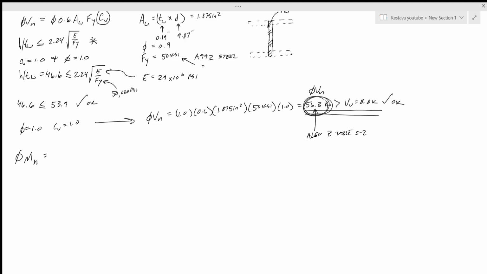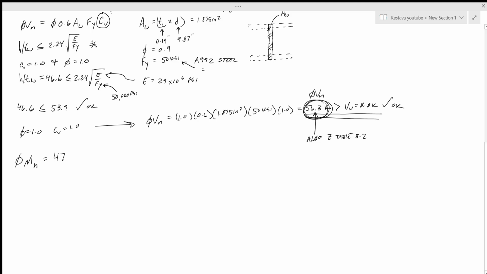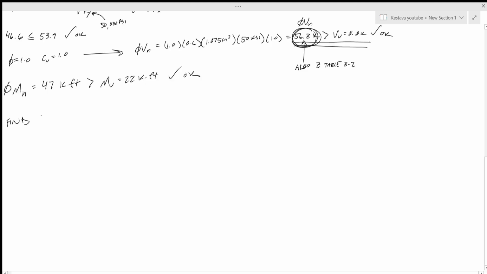W10 by 12 for 2 feet is 47 kip-feet, which is greater than Mu, which equals 22 kip-feet. Okay, we're good. And lastly, now we want to find max deflection.